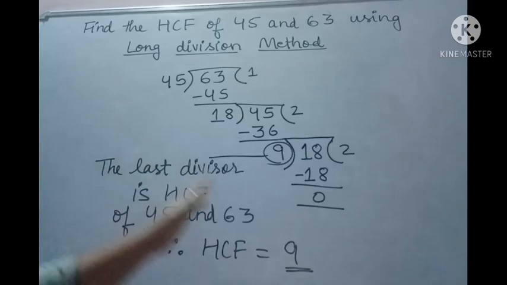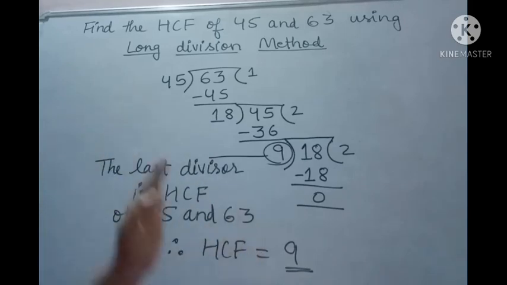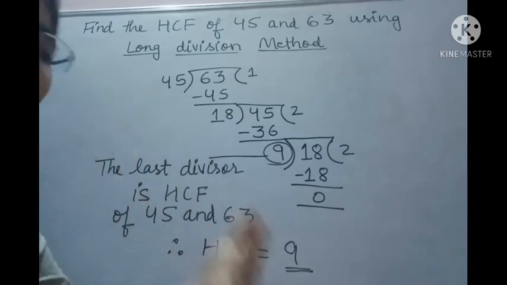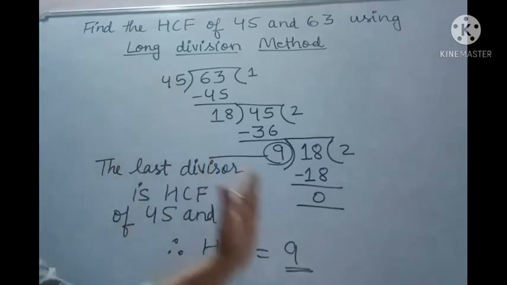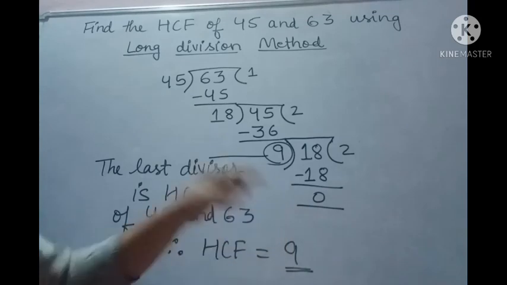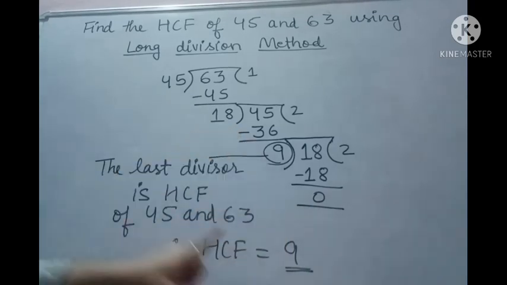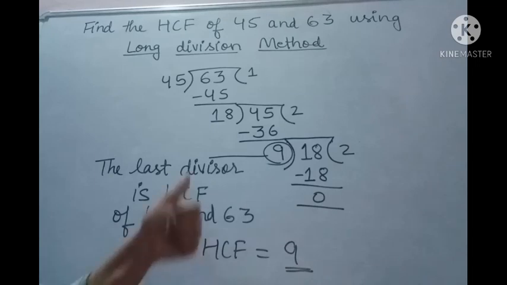This seems so interesting and so easy, right? That's why we always have another method to make it easy and interesting. So this is your long division method, in which we continuously divide the numbers to get 0 at the end. And whatever the last divisor is, that will be your HCF. Is it clear?